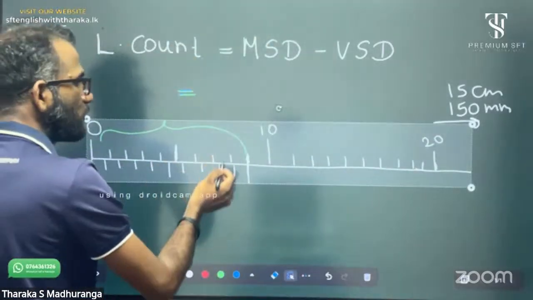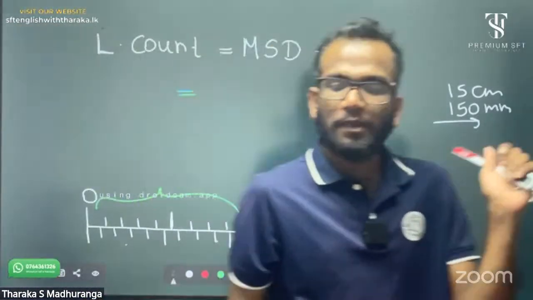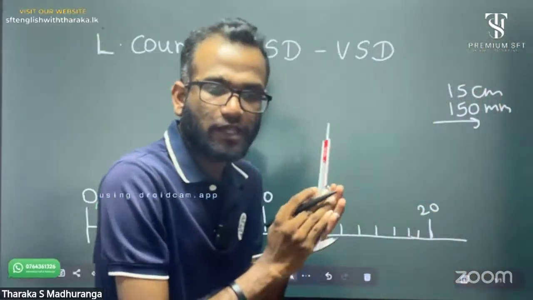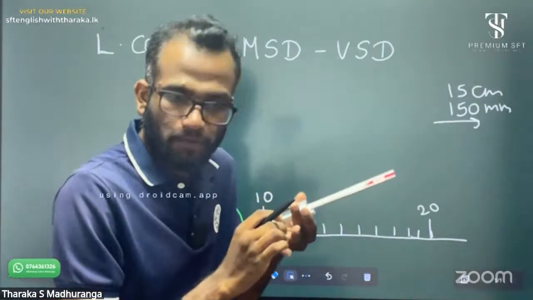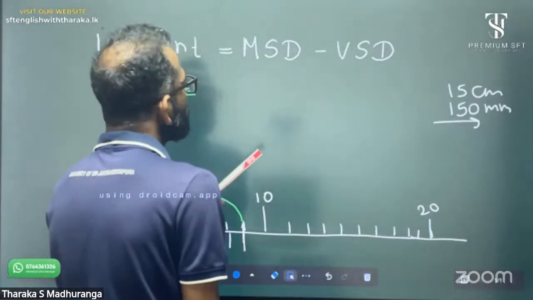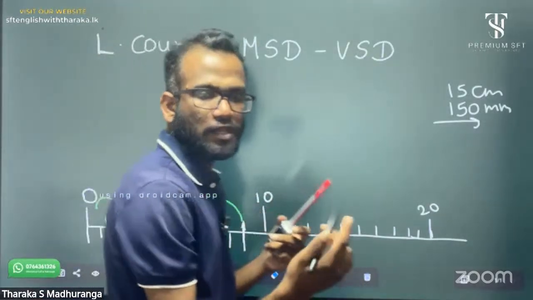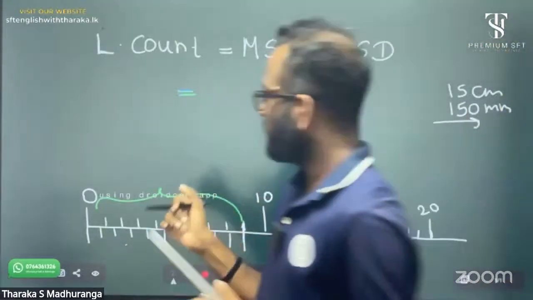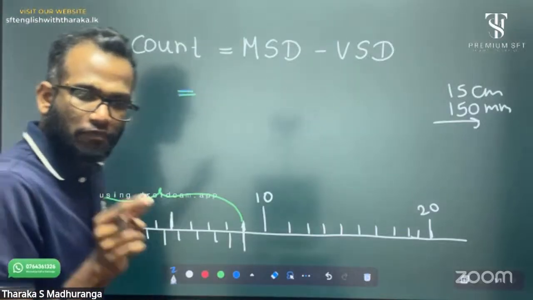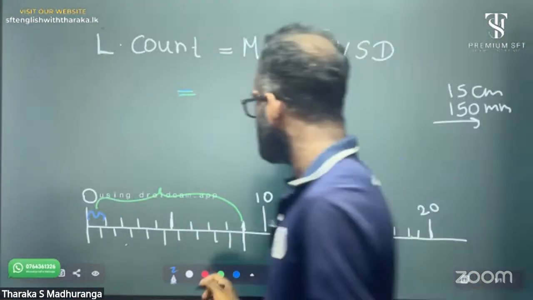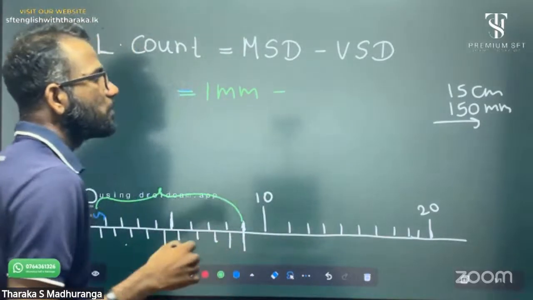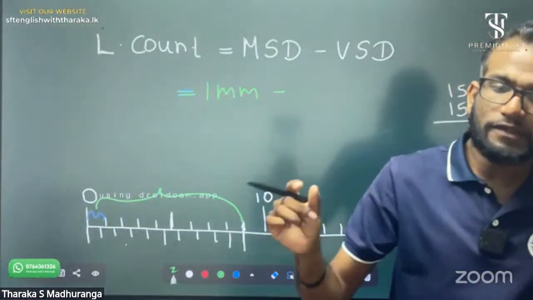In the lesson we already discussed. The main scale, it is 9 millimeter divided into 10 identical parts. This is a vernier scale, the scale principle. Right? So how do we get it? MSD minus VSD. What's the meaning of MSD? Main scale division. Main scale division means one part on main scale. The gap between two parts on main scale, it is 1 centimeter. Sorry, 1 millimeter. 1 millimeter minus VSD, meaning vernier scale division.